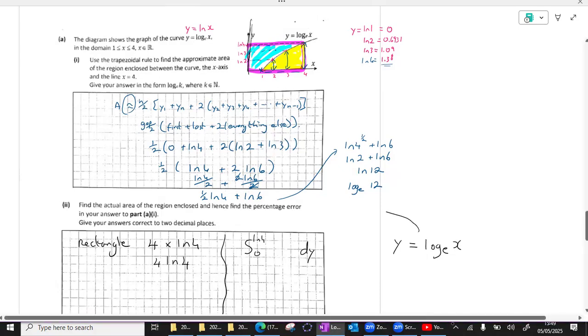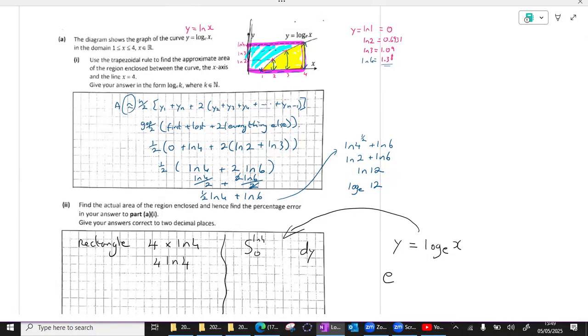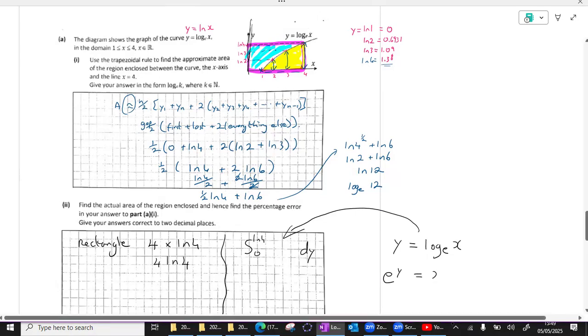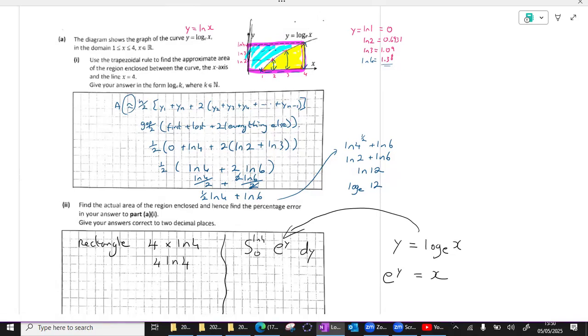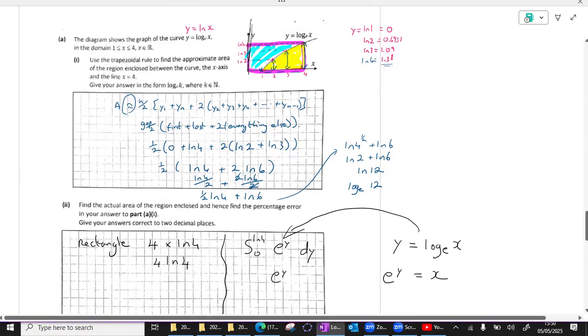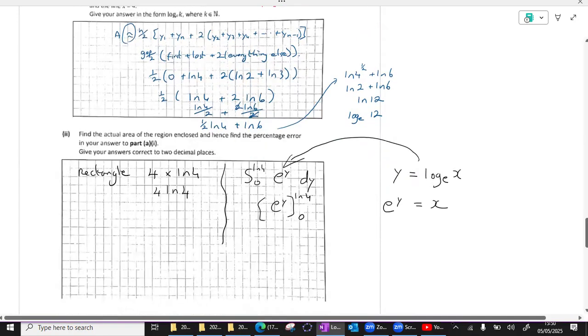Now, in order to put that in here, I need to have a y in the actual question. So I basically have to rearrange this. My base is e, so e is going to act as my base. y is the power, and that should be equal to the answer, which is x. So e to the y is going to go in there. Now, when I integrate e to the y, if you check your integration, it stays as e to the y. And now I just need to input my upper and lower limits.